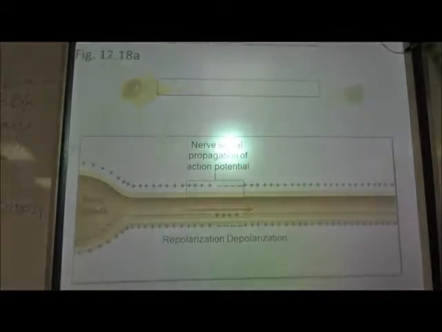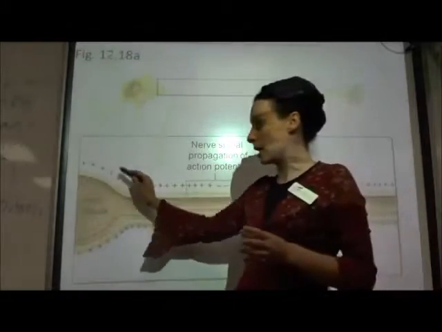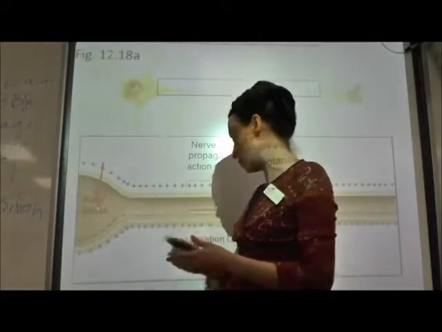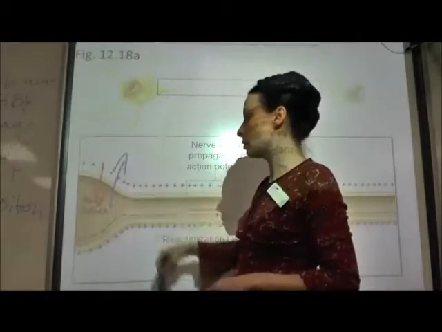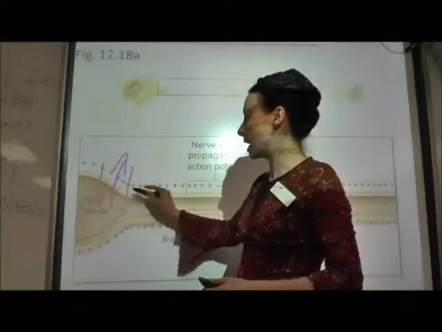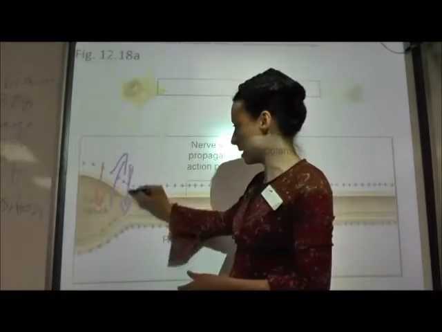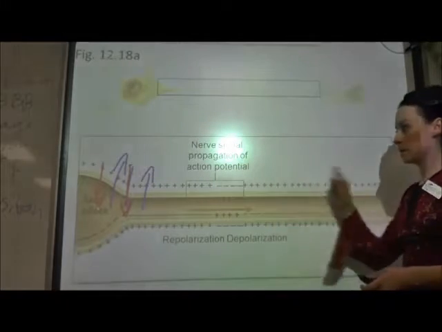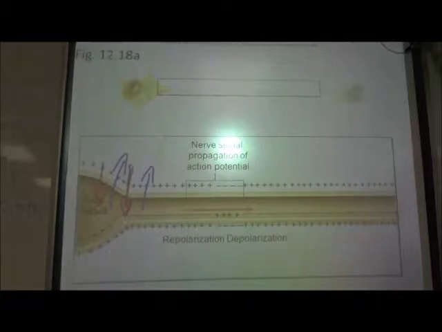Because if we reach threshold, then the voltage-gated channels in the axon hillock will open. Sodium has no choice but to rush in. Potassium has no choice but to rush out. And so the action potential will be conducted down the length of the neuron until we get to the transmissive segment. So it's an all or none event.